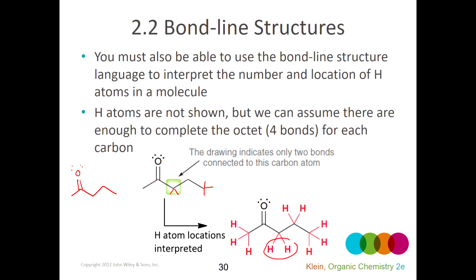How many hydrogens are on this carbon right here? 0, right? It already has 4 bonds shown, so I know there's no hydrogens there. I can't have a 5-bonded carbon.